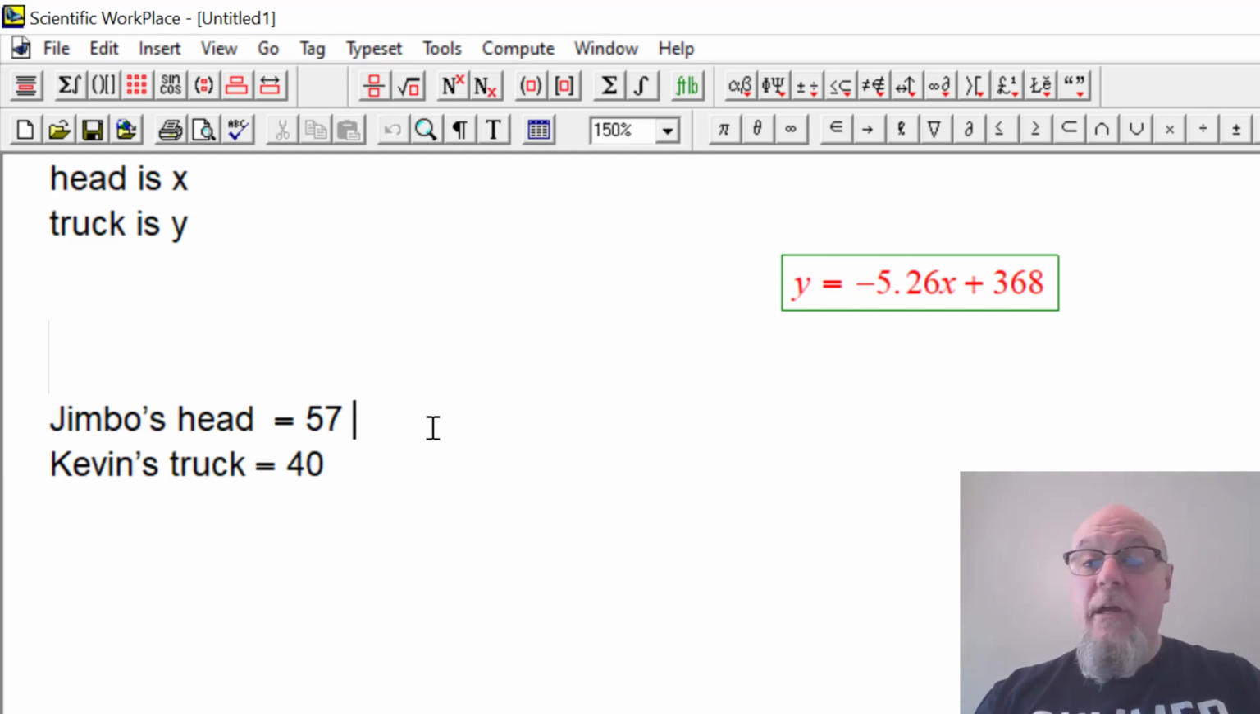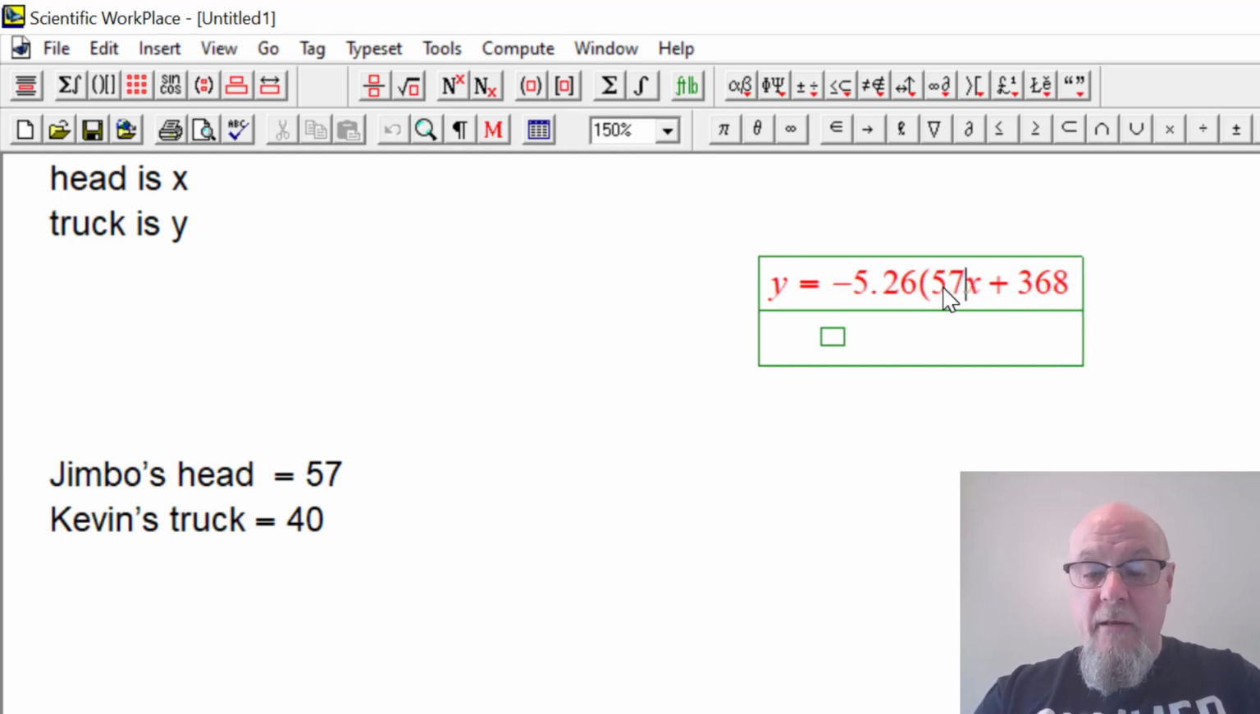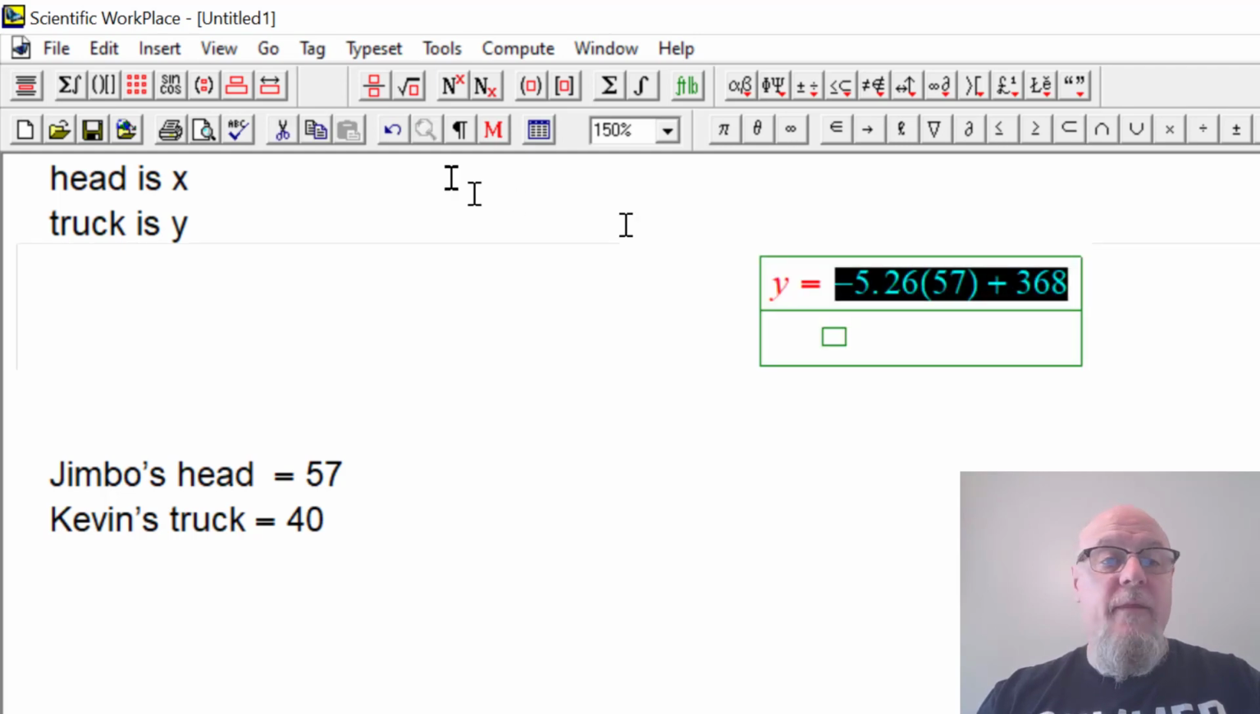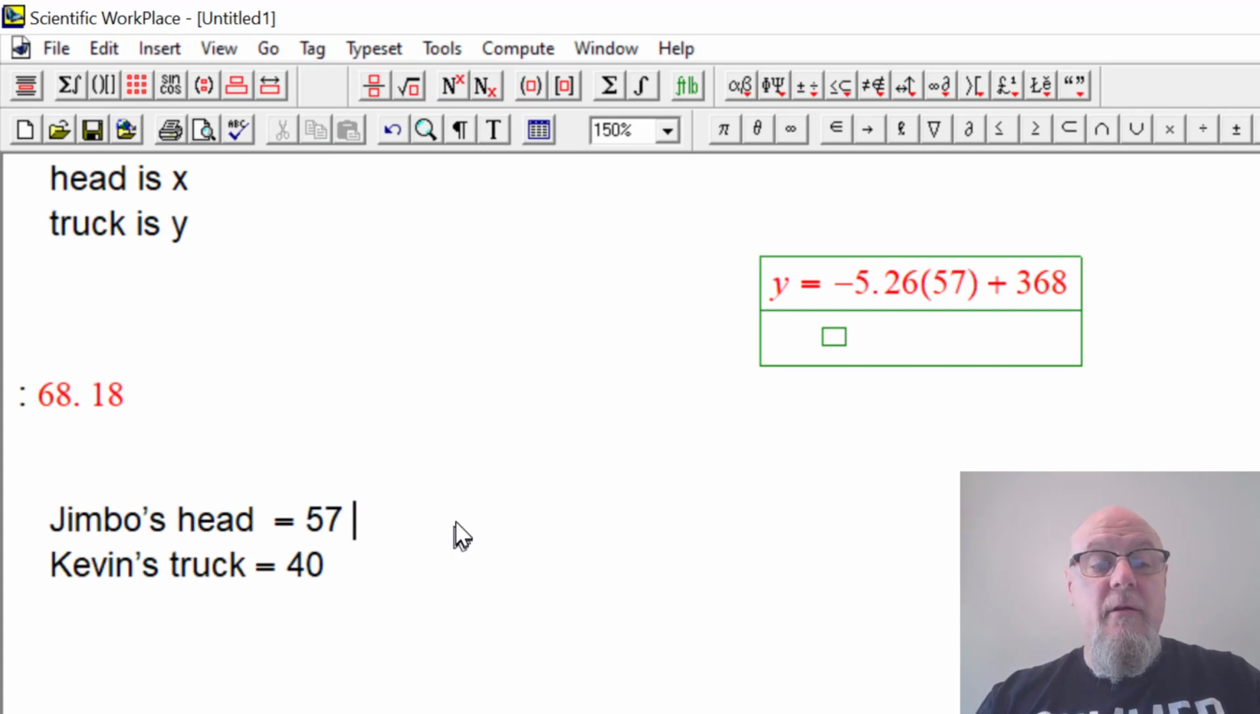So we can use this line then. If we measured Jimbo's head is 57 centimeters circumference, then we can put 57 in for X, and we can estimate, we can get the expected truck height. So expected truck height then is 68 centimeters.